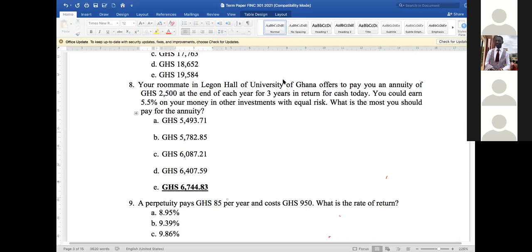Yeah, very clear. Right, so we are trying to determine how much we will give to you. So it means we want to give the money to you today. That's why we are finding present value, okay? And we cannot use the lump sum because here it is 2,500 cedis at the end of each year, which makes it an annuity. So we go for present value.